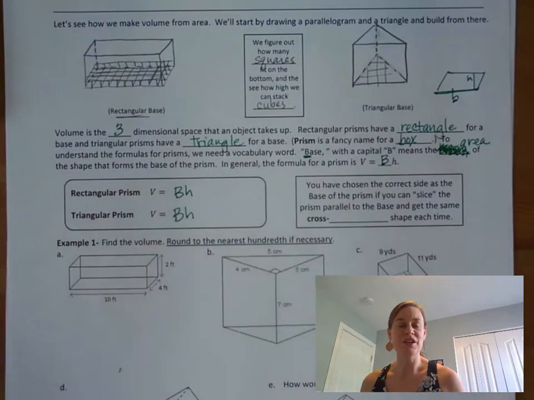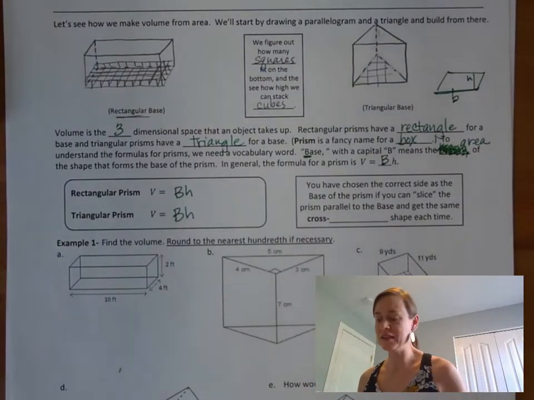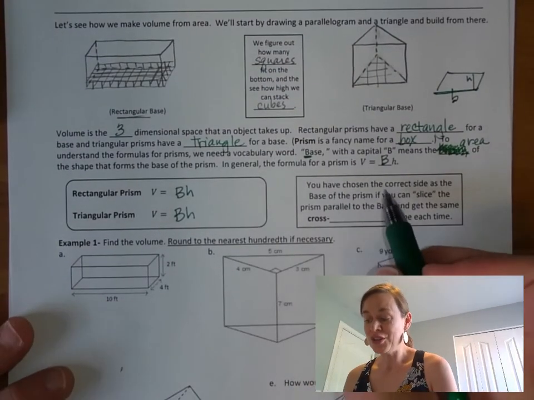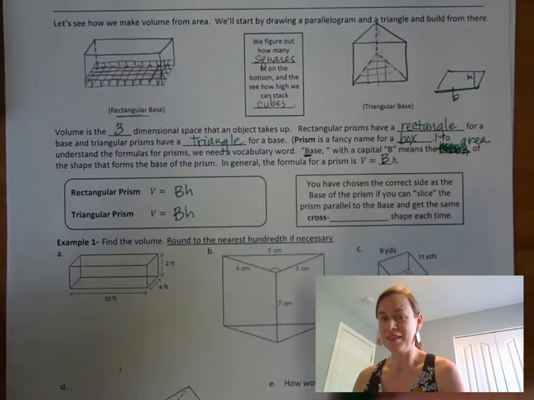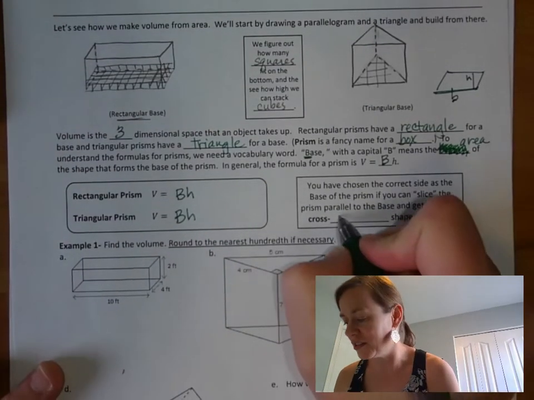So in both of those, you're gonna calculate the area of the base, and then you're gonna multiply by the height, and you're gonna be good to go. Let's read this box now. You know you've chosen the correct side as the base of the prism if you can slice the prism parallel to the base and get the same cross-sectional shape every time.